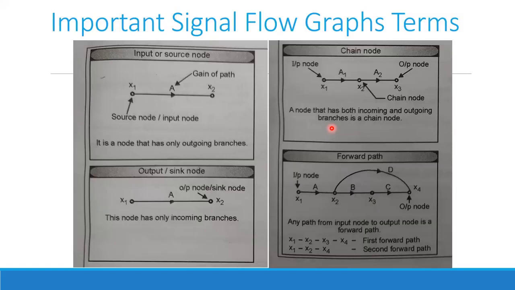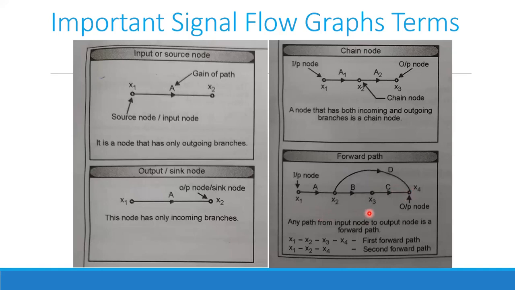Then this is your forward path. Whenever we start from x1 to x4, or say from input node to output node, the path traced during this input to output travel is called your forward path. In only the forward direction we are considering this, no feedback, no reverse direction. We are considering only from input to output.